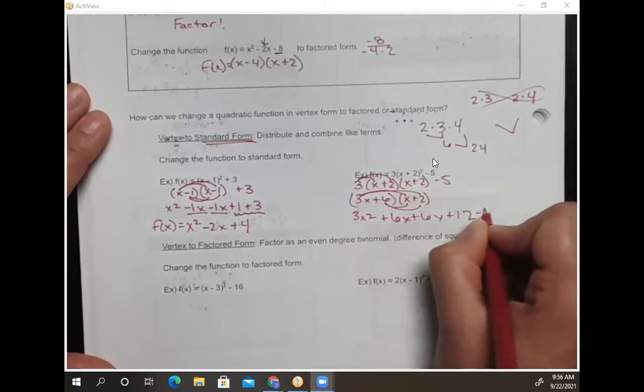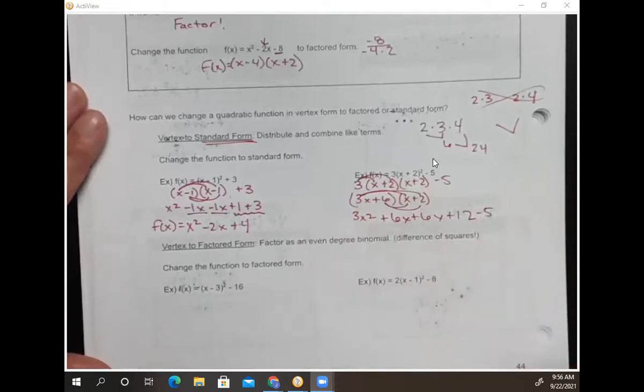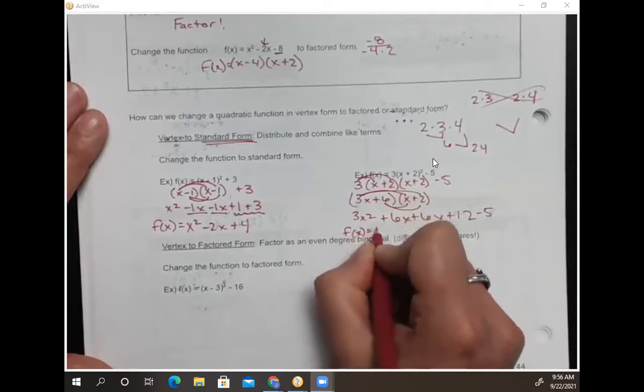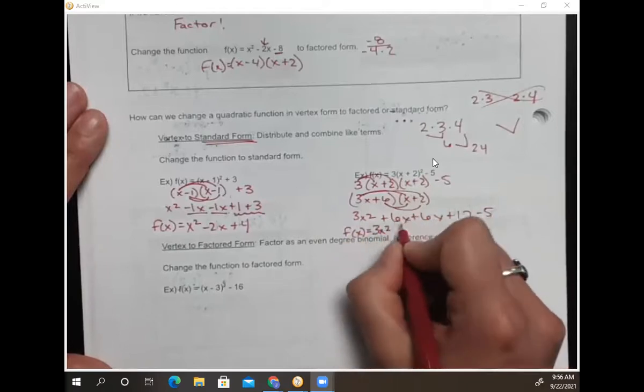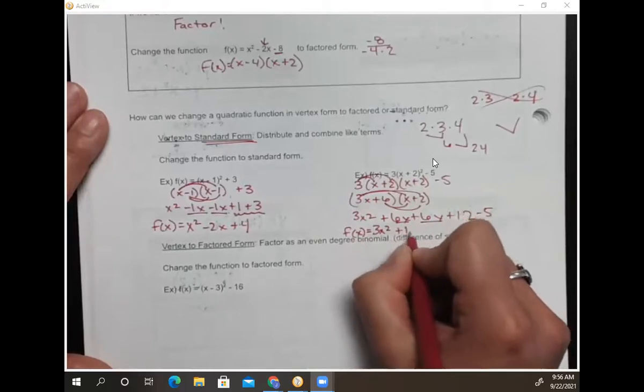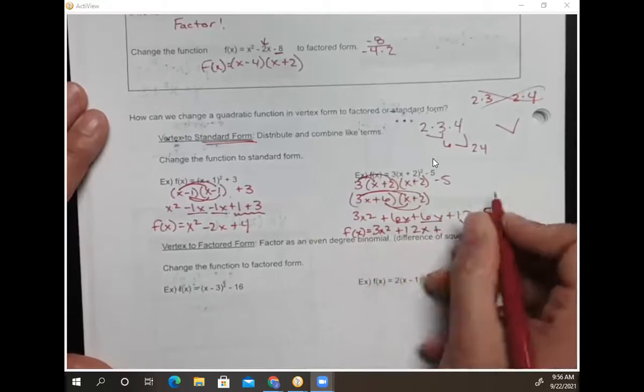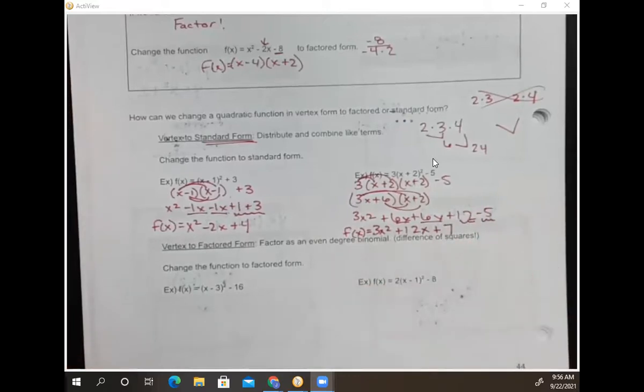Don't forget to bring down that minus 5. And then combine your like terms. So our standard form here would be 3x squared plus 12x plus 7. Questions for me?